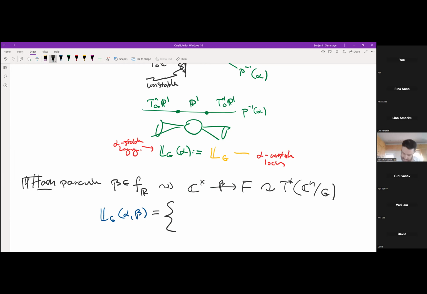The definition is that I take all of the points x in the Lagrangian I just defined, LG of alpha, such that the limit of the flow of x as z goes to infinity, where z is a parameter inside this C star here, exists. So z acts through beta on my point x, and I want this limit to exist.